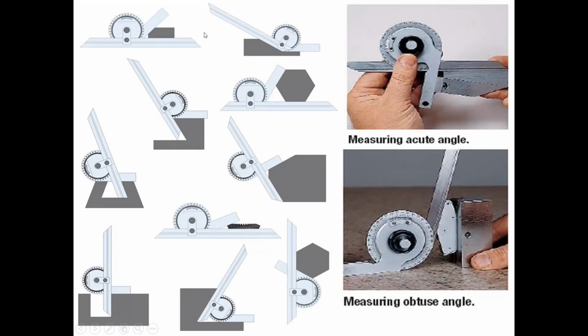Here also, in this case, the base plate is simply placed on the work part and the blade is also touching the work part. You have to measure this angle. That is the reason why the base plate edge is made flat, in order to keep it on the work part. If it is not flat, you cannot measure the exact angle.